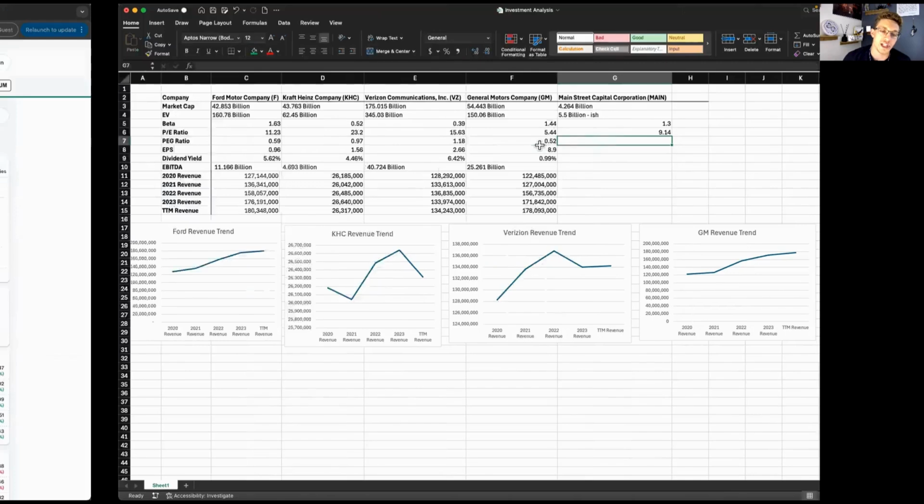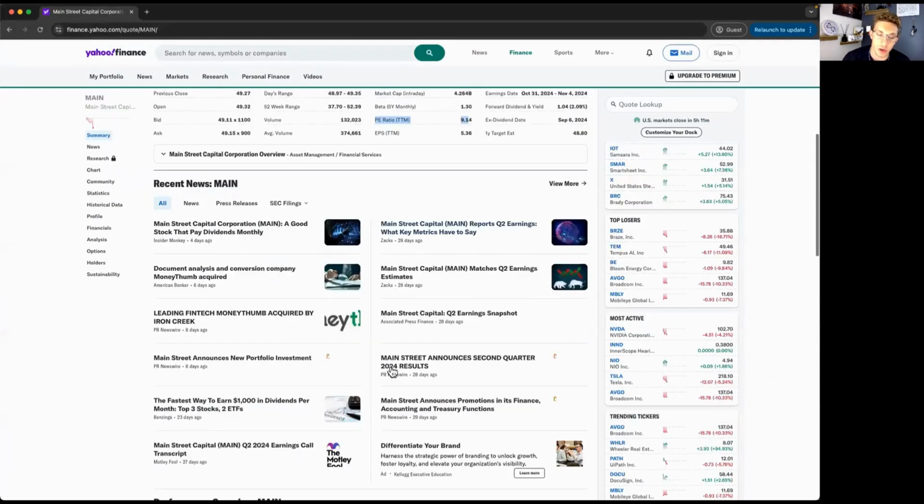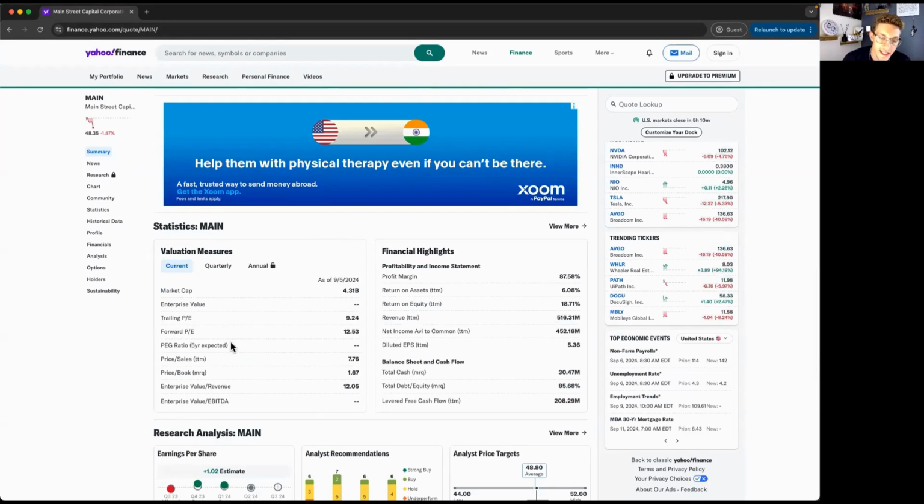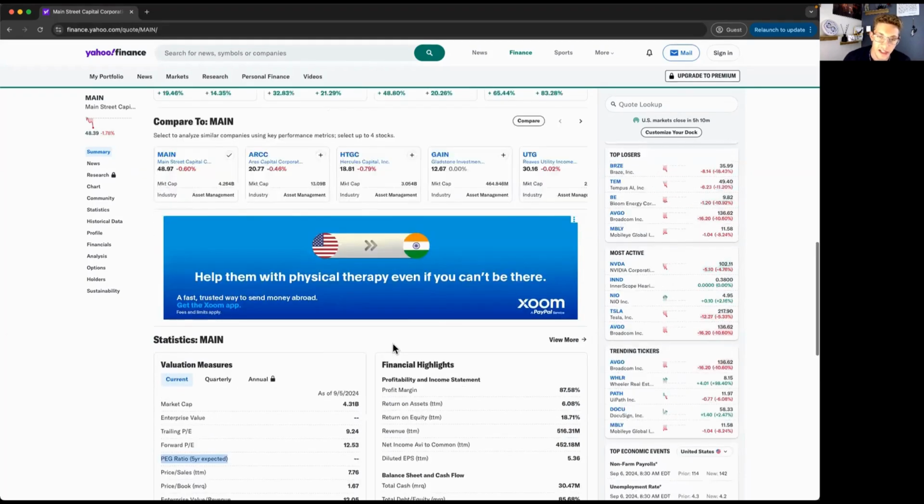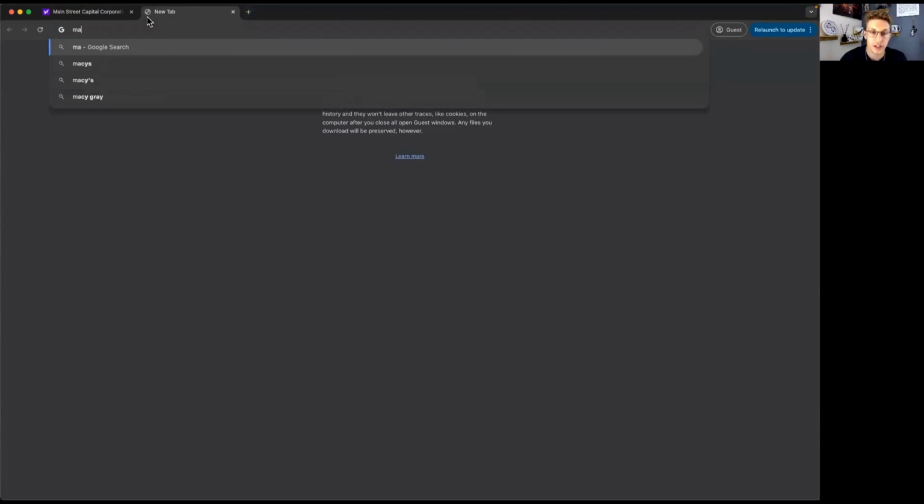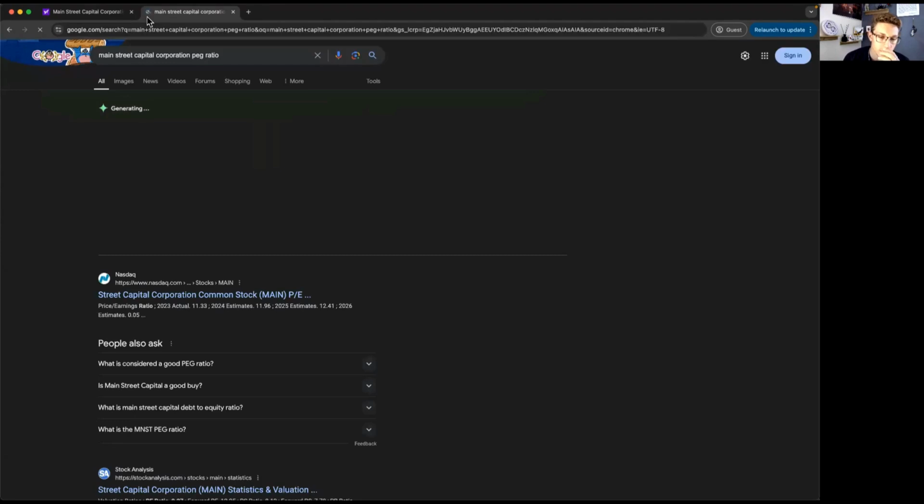Next, we're going to look at the PEG ratio. So, right, price to earnings growth ratio. So, what do you pay? Yep, 5-year expected. See, that's interesting. This just doesn't have all the information right on Yahoo Finance here. But that's okay, right? We can look it up. So, not a huge deal, but Main Street Capital Corporation PEG ratio. And let's see what we get.